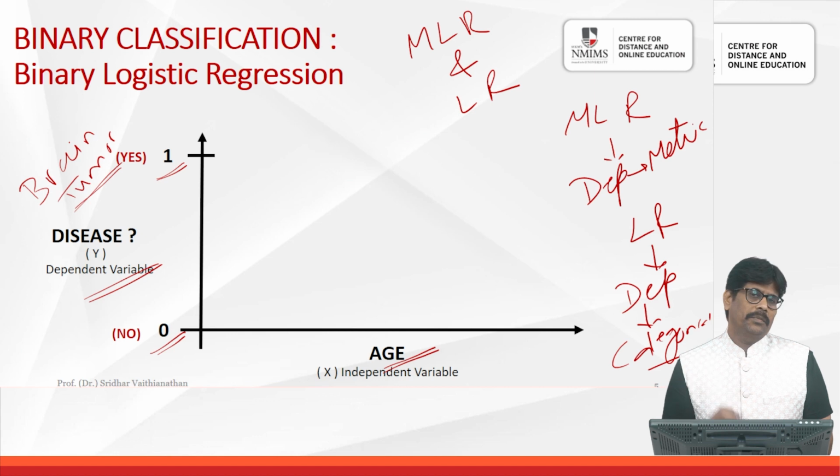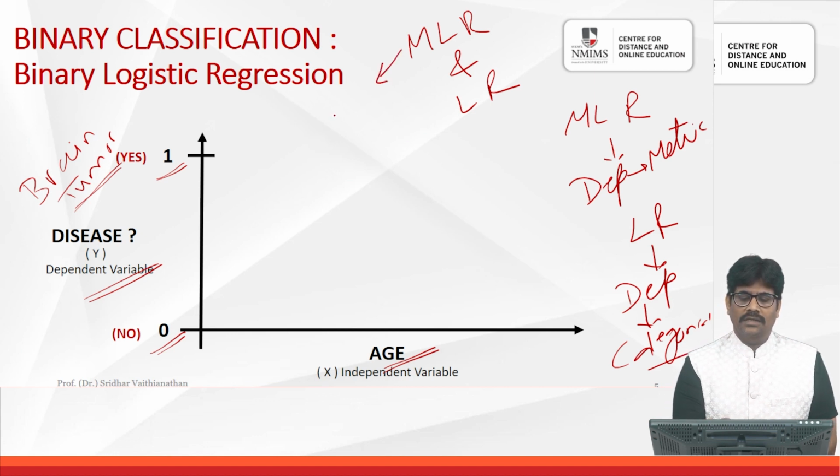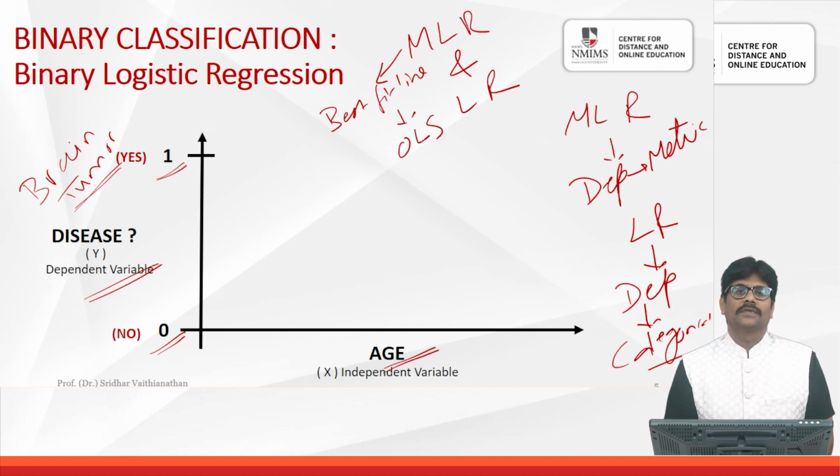Now, if you remember, in multiple linear regression we make use of something called the best fit line, getting the best fit line using something called the ordinary least square method. So now, can we apply the ordinary least square method to binary logistic regression also? Let us clarify that before we go further. Let us take the example of disease.